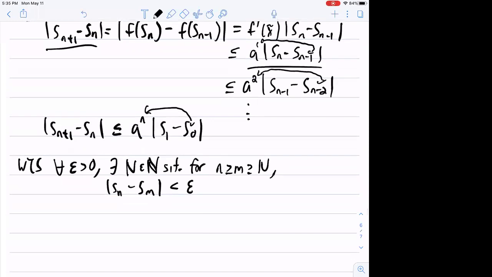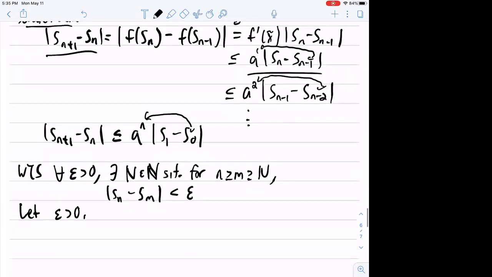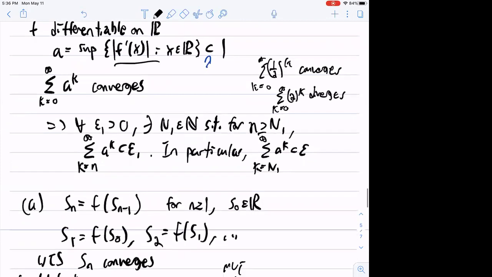Now, what we're going to do is let epsilon be bigger than 0, and I'm going to let my epsilon 1 be epsilon over S1 minus S0. My epsilon 1 was, remember, the tail. I have this statement since the geometric series converges. Oh, sorry.